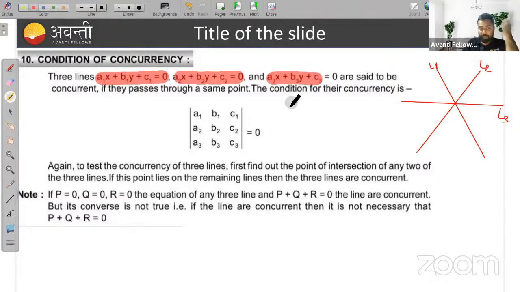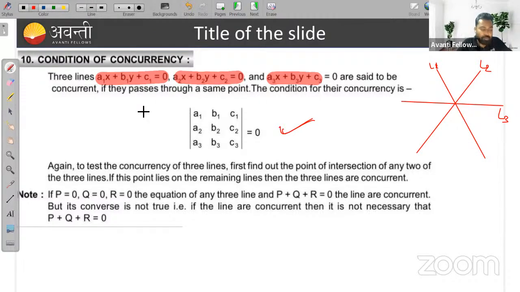They are said to be concurrent if they pass through the same point. That means the point of intersection of these three lines is the same. The condition for concurrency is that the determinant of the coefficients of all three lines, a1, a2, a3, b1, b2, b3 and c1, c2, c3, is equal to 0. If this condition is satisfied, then we can say these lines are concurrent in nature. Is that clear to everyone? These lines are concurrent to each other.